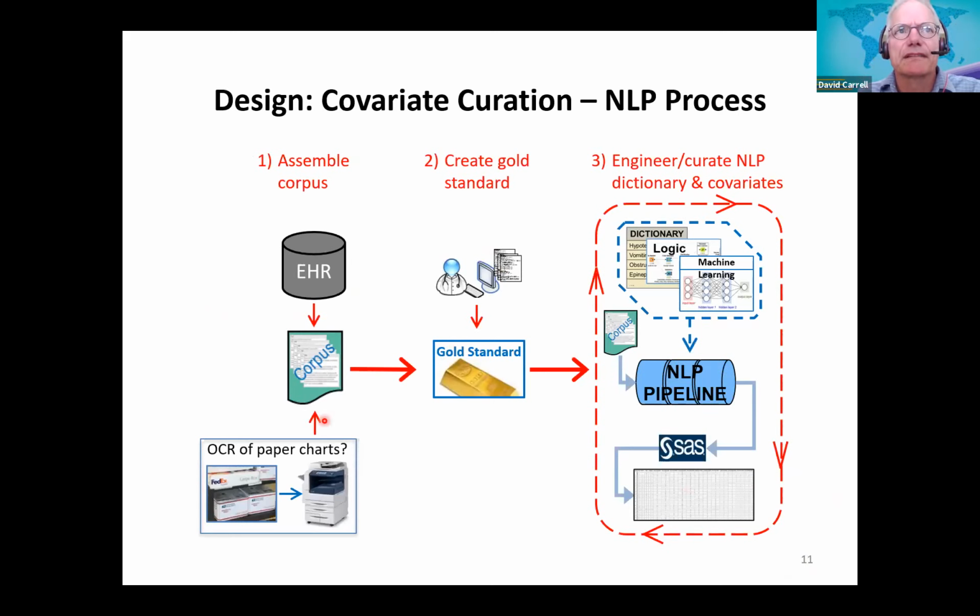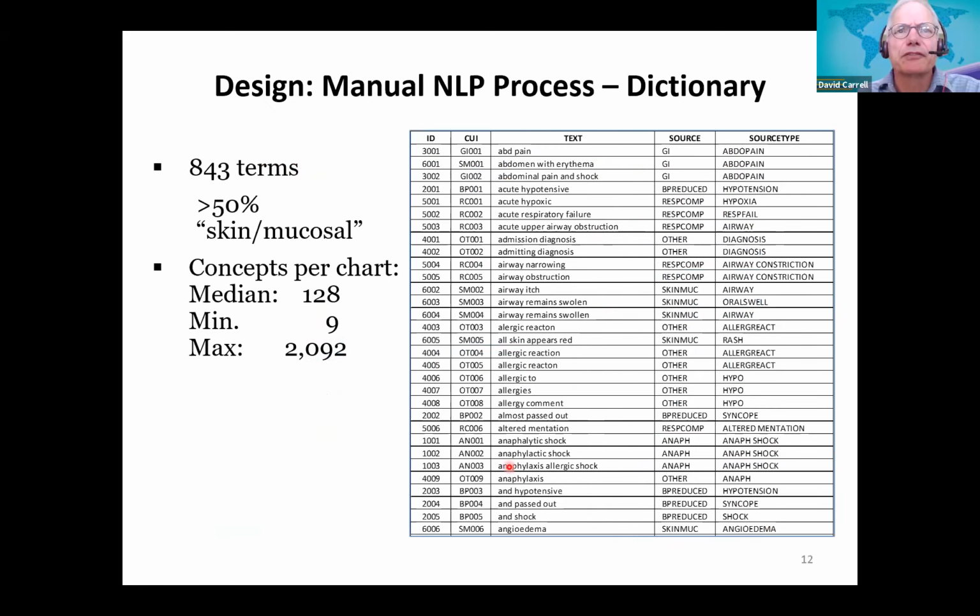It requires gathering the text into a corpus, creating the gold standard, and then this process over here of identifying dictionary terms, algorithms to represent the various features that might be useful for classifying cases versus non-cases, running it through a pipeline and creating an analytic data set. Here are the first 30 or so terms alphabetically. They're in the dictionary. We manually created a dictionary with over 843 terms. A lot of them were about skin or mucosal concepts because those are important in diagnosing anaphylaxis. And the median chart had 128 concepts identified in it.